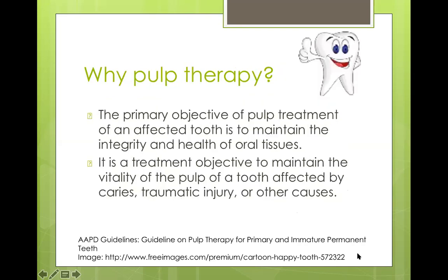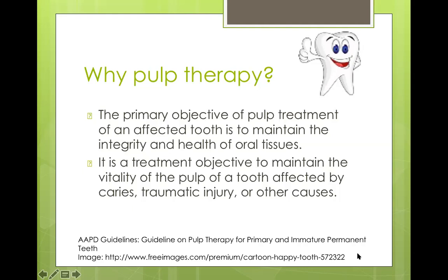Why pulpal therapy? The primary objective of pulp treatment of an affected tooth is to maintain the integrity and health of the oral tissues. So why do we do pulp therapy? Because we want to keep that tooth. There is decay that is approximating the pulp or in communication with the pulp, and we want to keep that tooth for as long as possible. And it is the treatment objective to maintain the vitality of the pulp, if we can.